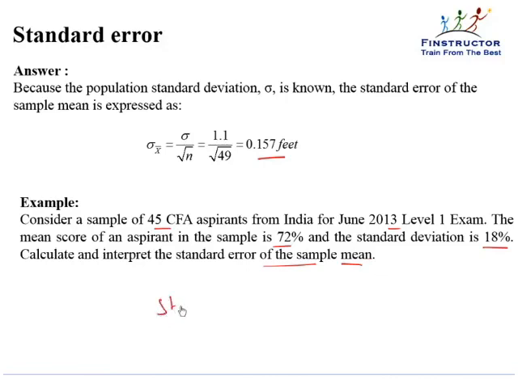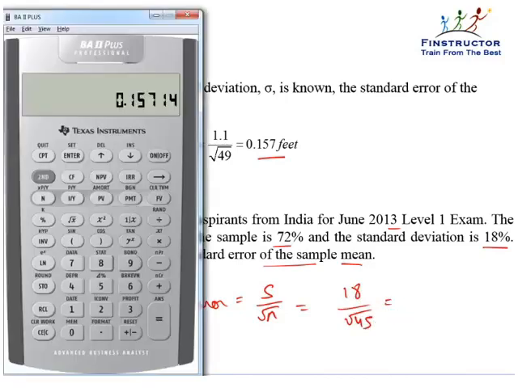So when the population standard deviation is not given, then as a proxy, we use the sample standard deviation to calculate the standard error, that is the standard deviation of the sampling distribution. So the sample standard deviation is given to be 18% upon square root of 45. So square root of 45 is 6.7. Store this in 1. 18 divided by recall 1 comes out to be 2.7 approximately.